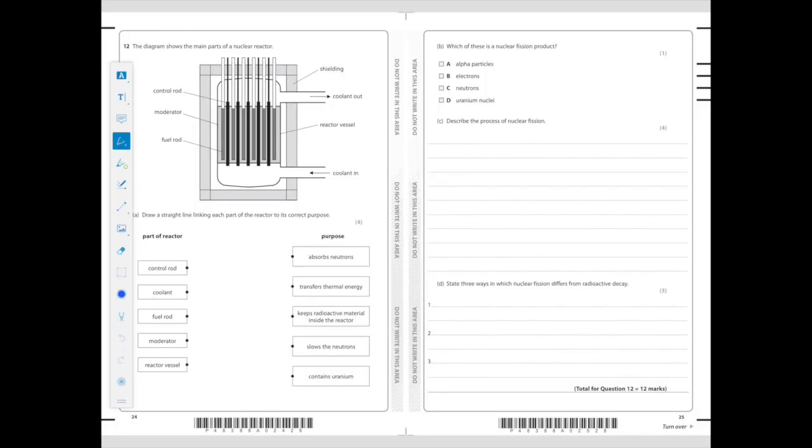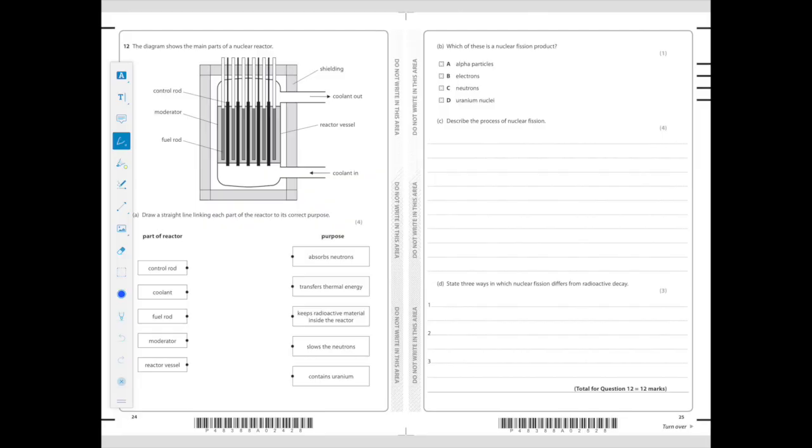12. The diagram shows the main parts of a nuclear reactor. So we've got our control rods, moderator, fuel rod, shielding, reactor vessel and coolant in. Do remember the control rods absorb excess neutrons, and the moderator reduces the kinetic energy of the neutrons. The fuel rod will obviously provide the source of uranium. Anyway, draw a straight line linking each part of the reactor to its correct purpose.